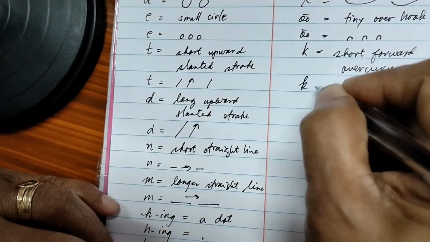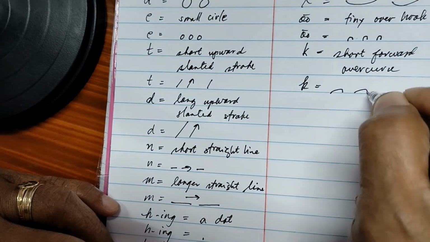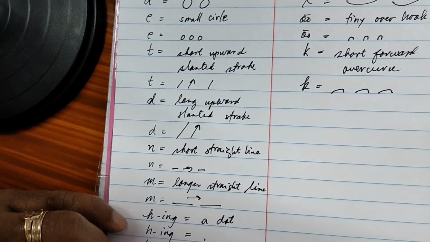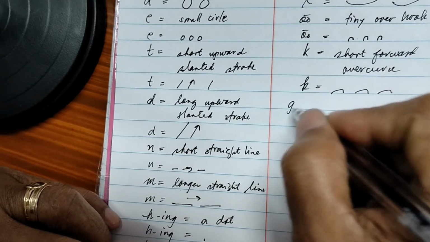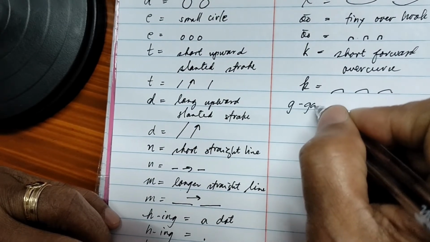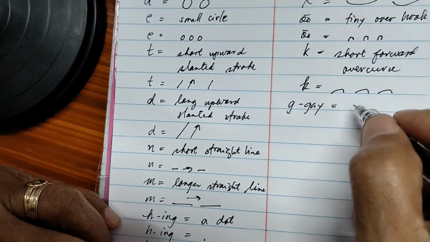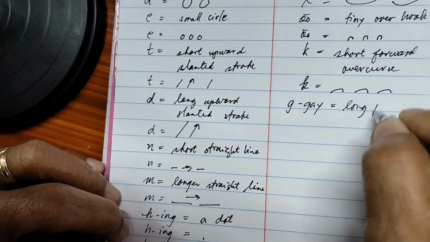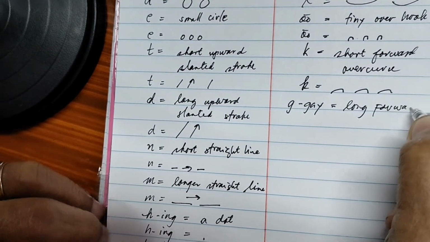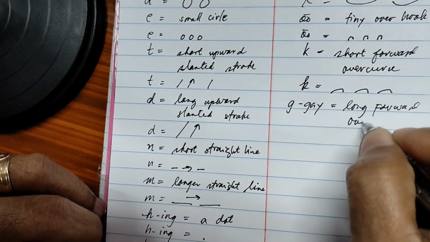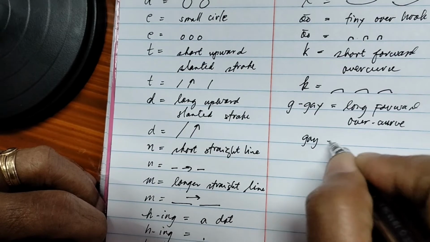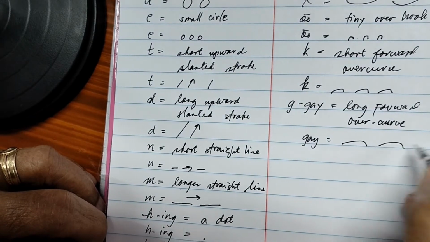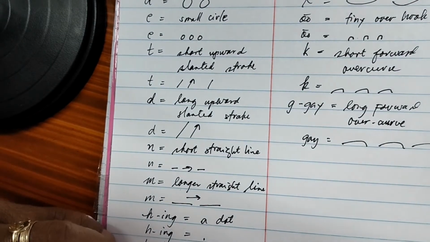So, your K now becomes this one. Sabi ko nga, ito yung asawa ng letter R. And then we have the sound of G, pronounced as gay, is represented by a long forward over curve. So, your gay now becomes this one. So, this is the counterpart of L.